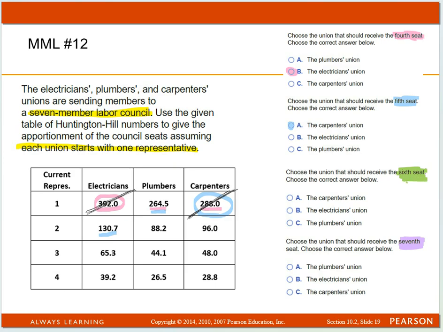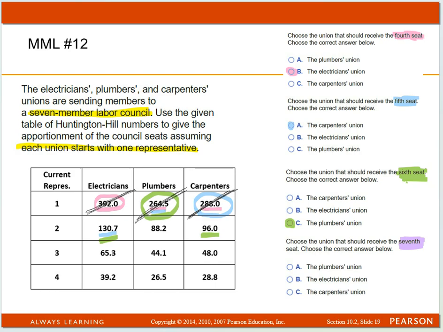So now I'm comparing still this number. It's not been crossed out yet. Still this number hasn't been crossed out. And now this number here is the next number for carpenters. Of those 3 numbers, the 264 is the largest, and that is under the plumbers. So the plumbers is choice C on that one. Cross that out because you can't use it.